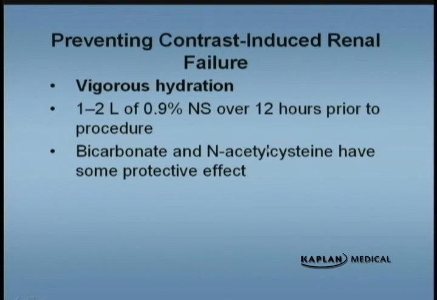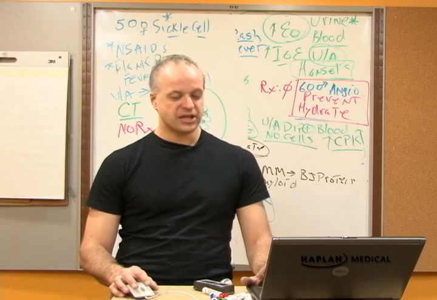What can you do to prevent contrast-induced renal failure? Hydrate, bicarb, and N-acetylcysteine. Hydrate decreases the duration of contact of the contrast with the kidney tubules. Bicarb and N-acetylcysteine prevent the precipitation of the contrast on the kidney tubules, we think. We just know that they're somewhat effective. Hydration, bicarb, and N-acetylcysteine. Preventing.